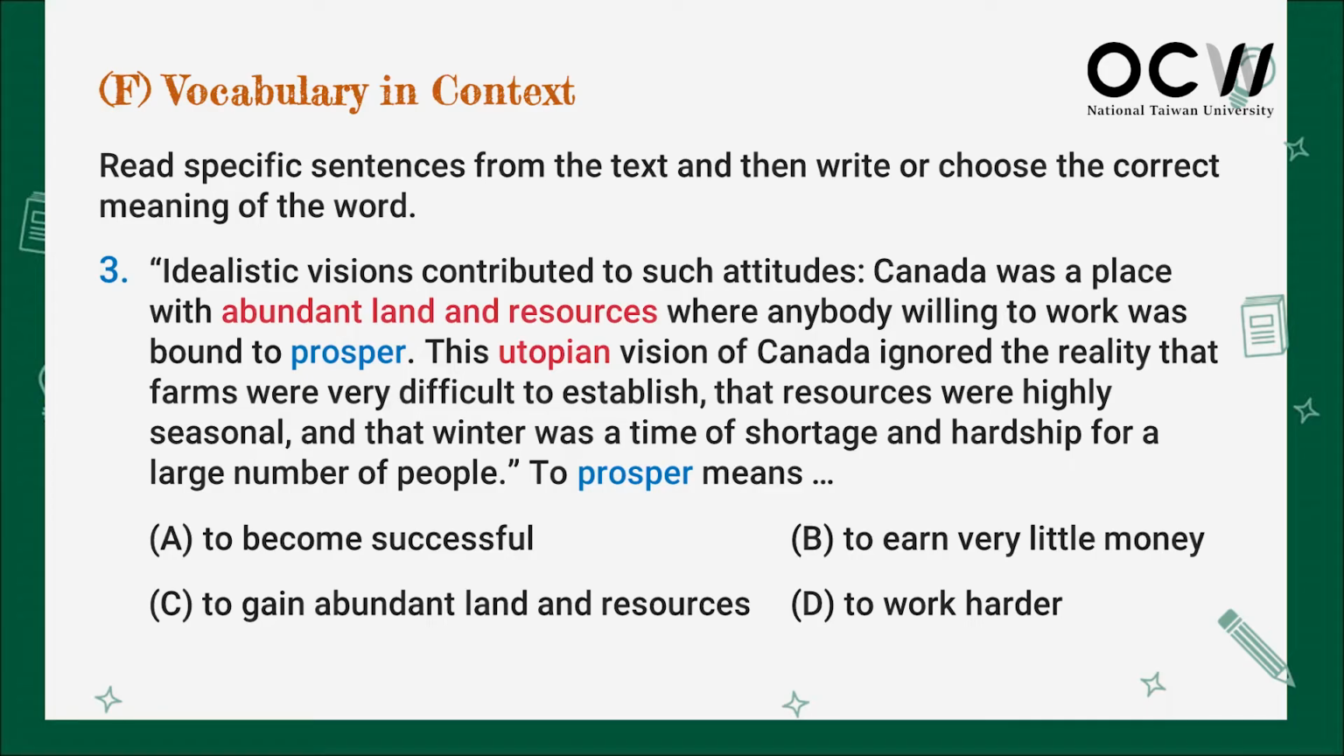And so based on the four different options, it wouldn't be option B, to earn very little money, because that doesn't sound like a result you're going to get after you put in the hard work. And then to work harder is an action, but not necessarily a good result. And then to gain abundant land and resources, that's simply a repetition of the previous text, so not necessarily fitting into this context. And so based on that, we would know the answer will be option A, to become successful. An action you would take, and then a result you will get.